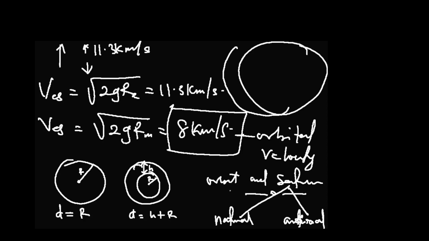Now, when you say natural satellite, you are talking about the planet as the satellite of the sun. Because the mass of the planet is smaller compared to the mass of the sun. The planets are revolving around the sun, and the sun is exerting the force of gravitational attraction on them. Therefore, they are satellites of the sun.